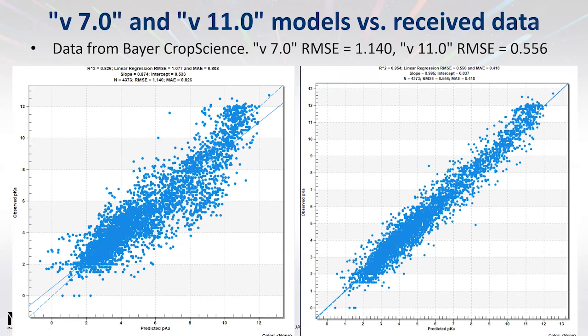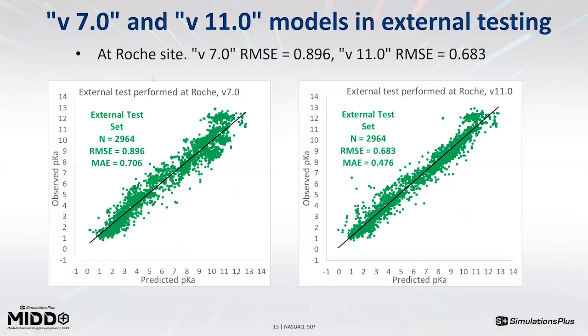Now, we sent the model to each participant to have them test the performance on external data sets that were not received by us, were never seen by us. And Roche did that at their site. It was a set of almost 3,000 compounds. Version 7.9, version 11.68. Okay, good improvement.